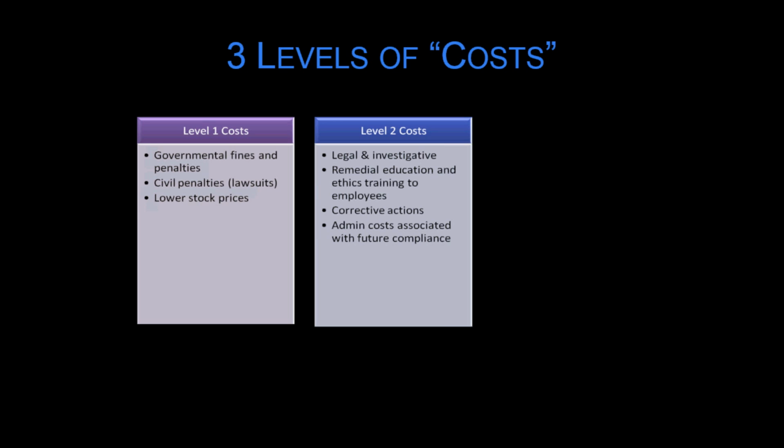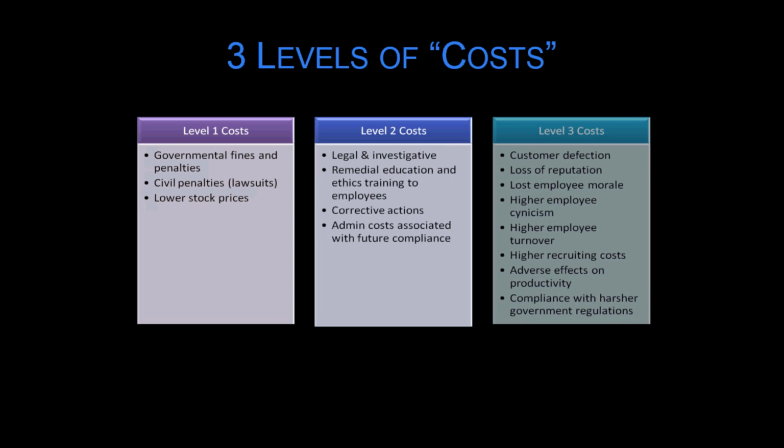But the level 3 costs are the ones that are not obvious. They're not on the books. They're hard to see. But on the other hand, they're very, very expensive. Customer defection can break a company. Loss of reputation. People don't want to loan you money. People don't want to work for you. People won't buy your products. People won't give you supplies.